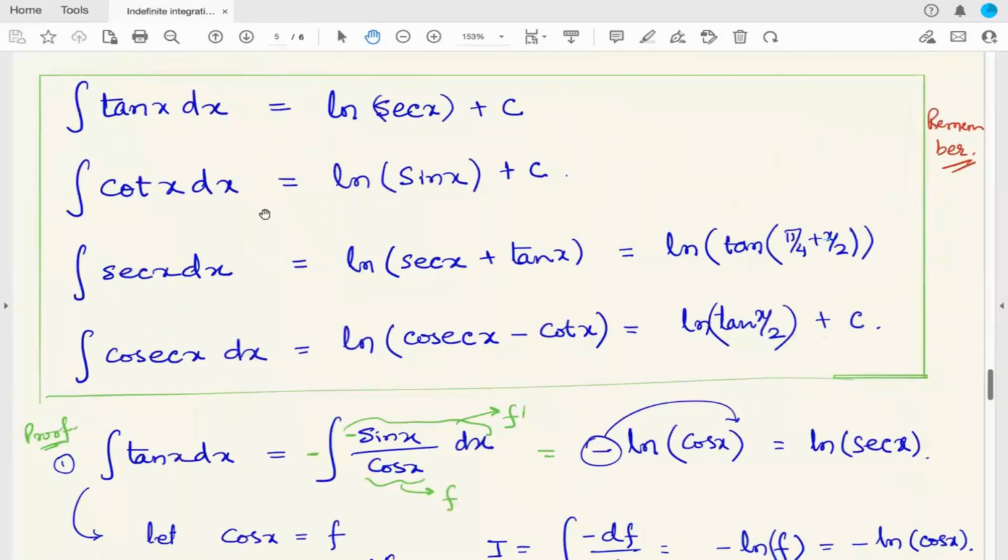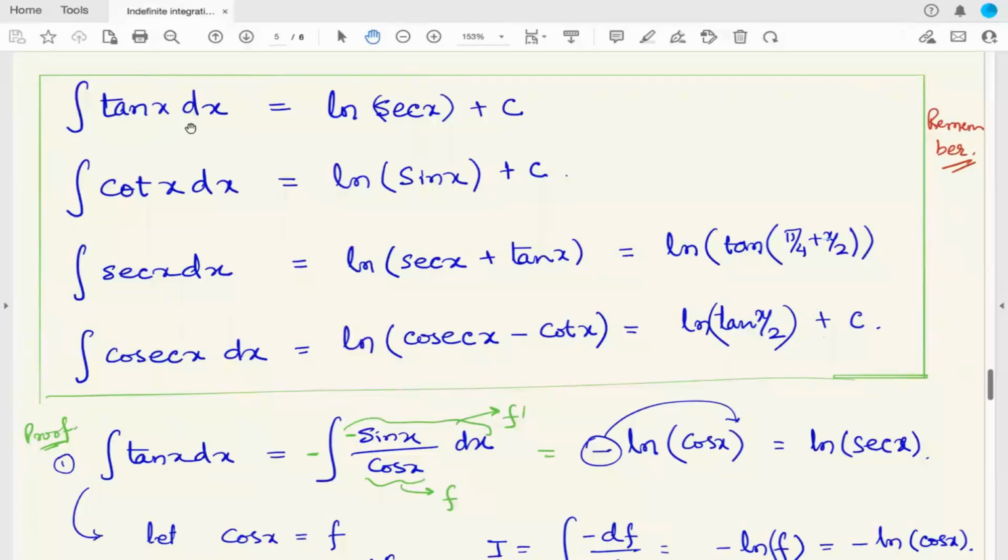Now some basic formulas. We have to extend our basic formula list by these 4 too. So what is the integration of tan x? We actually know the integration of sin x is minus cos x. Integration of cos x is sin x. So what is the integration of tan x?